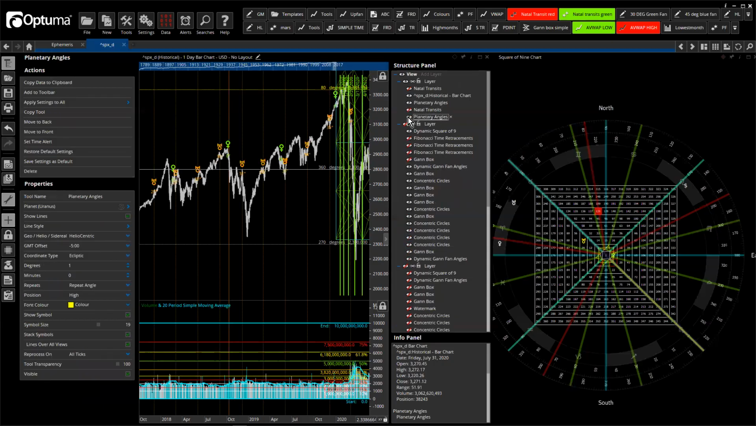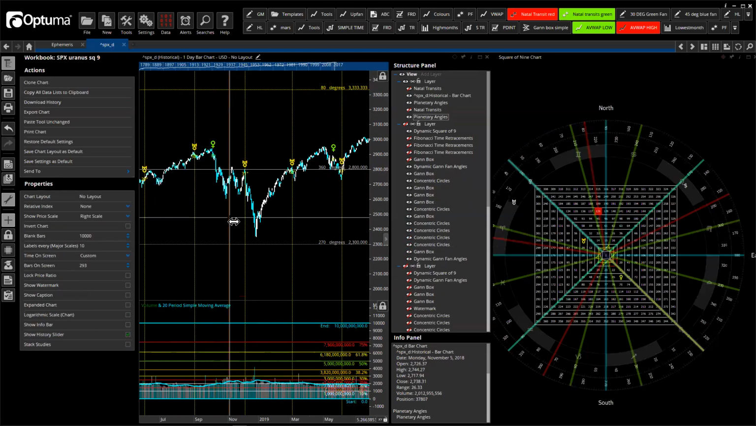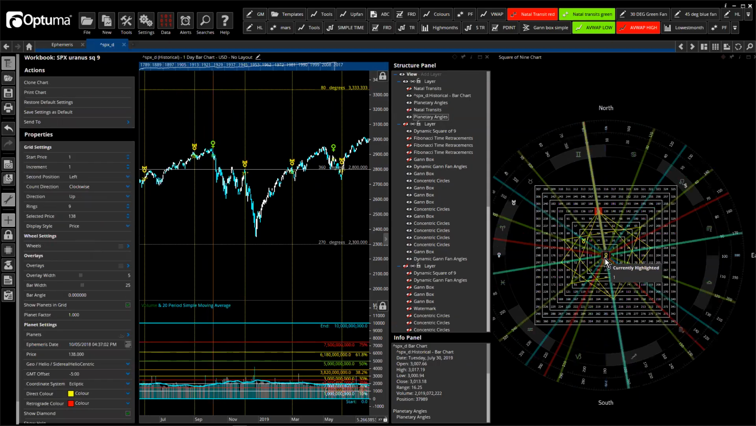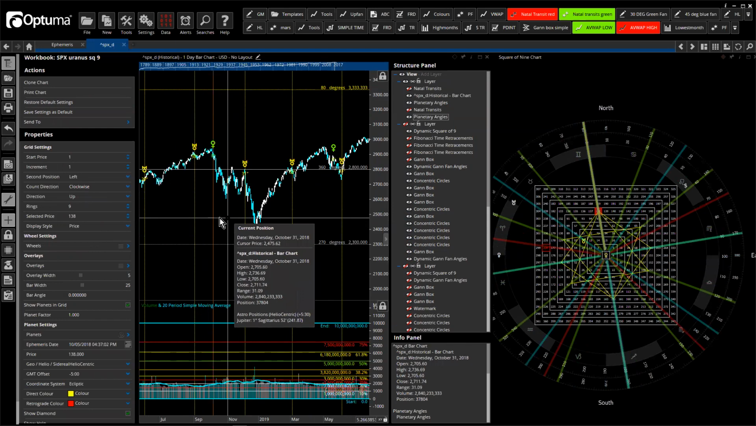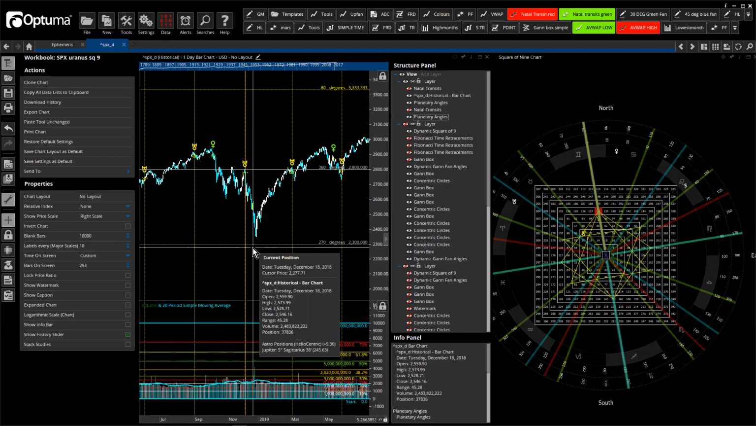Oh, natal transits. There we go. Planetary angles. Here we have the actual transition, that moment. So there's Venus crossing 0 degrees and hitting the center of the circle again. And then here we have the actual moment that Uranus changes another position and hits the corner of the box, 30 degrees from natal position, major change.